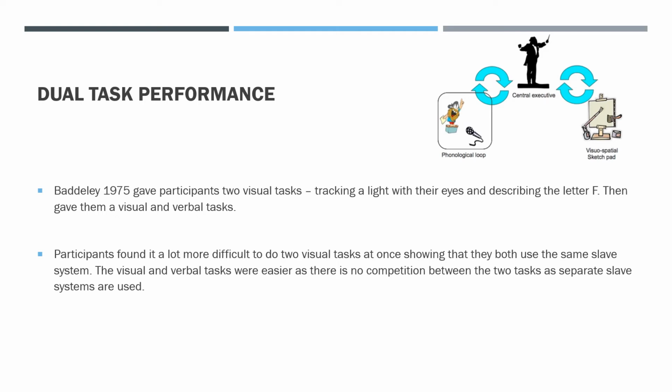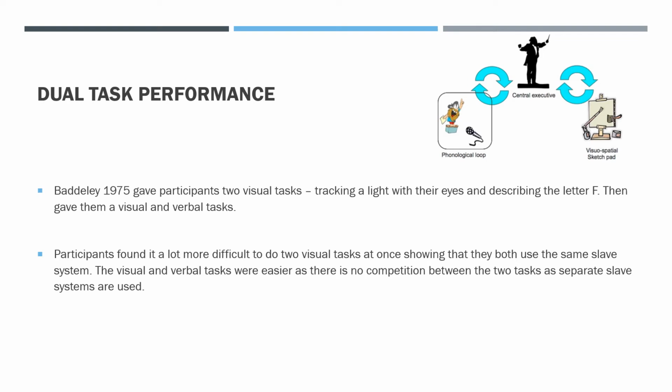Now, there's a lot of research into the working memory model, and a lot of that comes under dual task performance. Now, again, BADDELEY, 1975, tested this, and he gave participants 2 visual tasks, one of which was tracking a light with their eyes, and the other describing the letter F. Then he gave them a visual task and a verbal task. So the 2 visual tasks will both be dealt with by the VISUO-SPATIAL SKETCHPAD. But if you give them a visual and a verbal, the phonological loop and the VISUO-SPATIAL SKETCHPAD are being used.